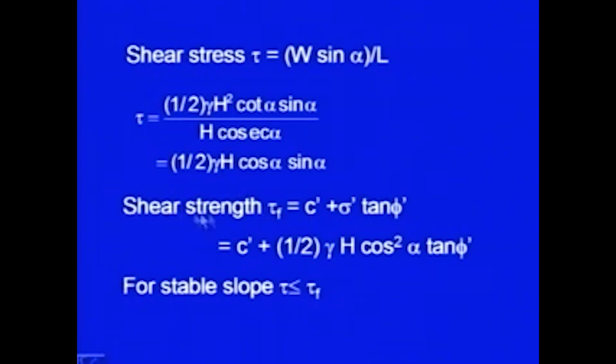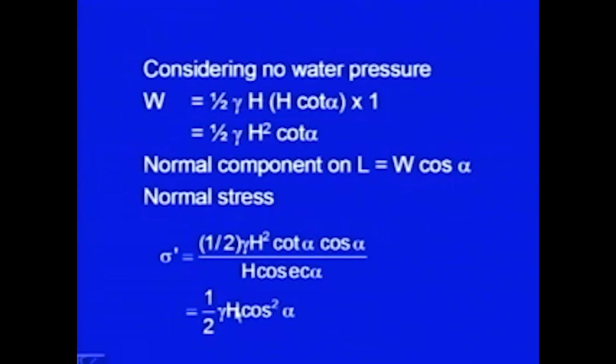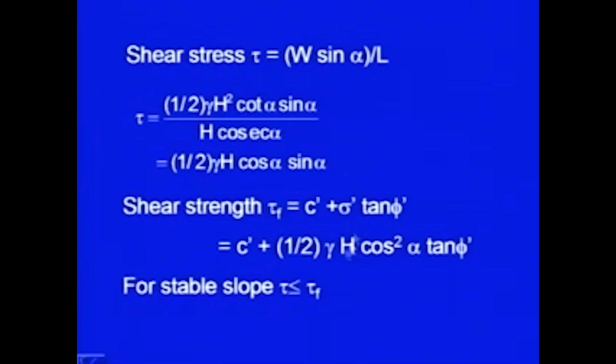So, let us calculate the shear strength first. Shear strength, the maximum stress which can occur along this plane, is C dash plus sigma dash tan of phi dash. So, C dash plus, put the value of sigma dash, previously we have obtained it, half gamma h cos square alpha. Put it here and you get this expression.